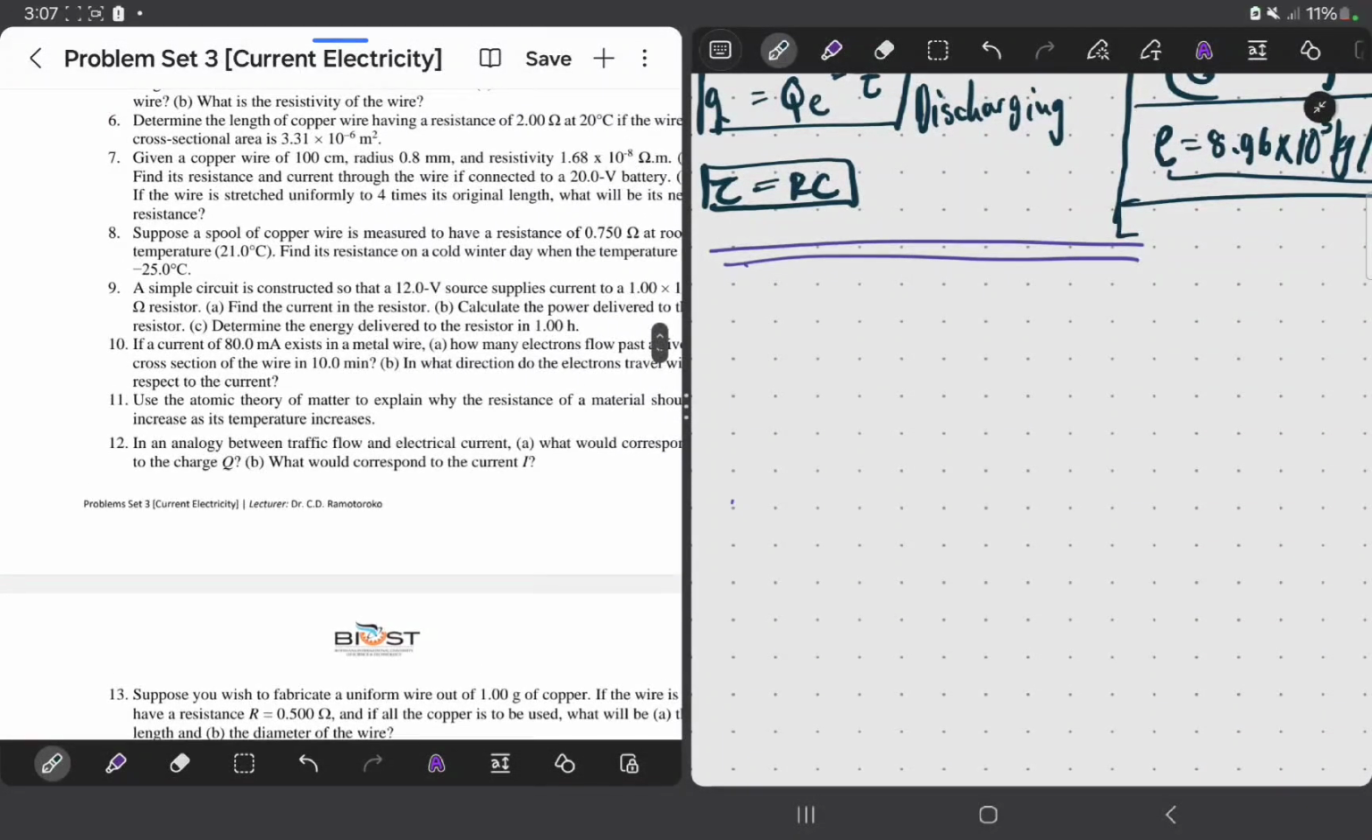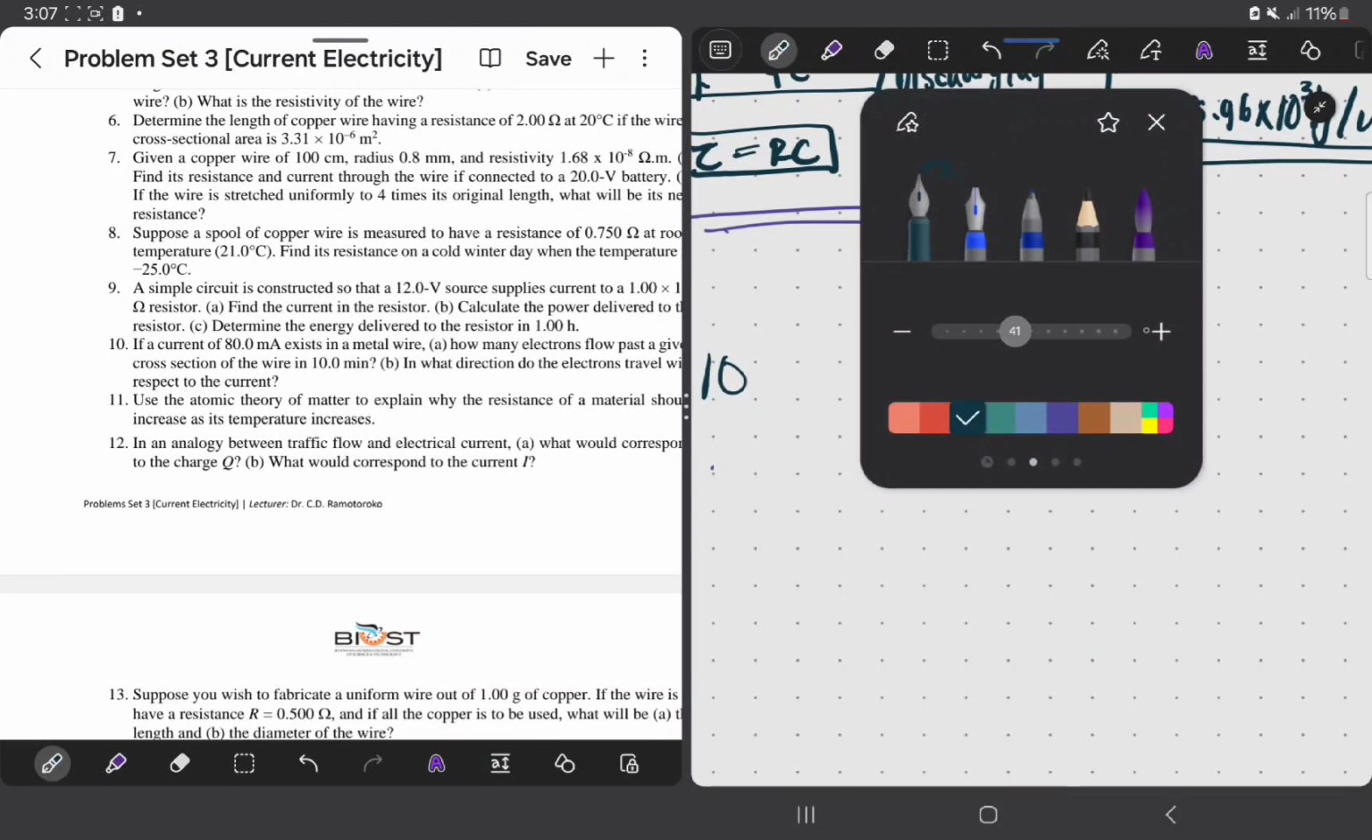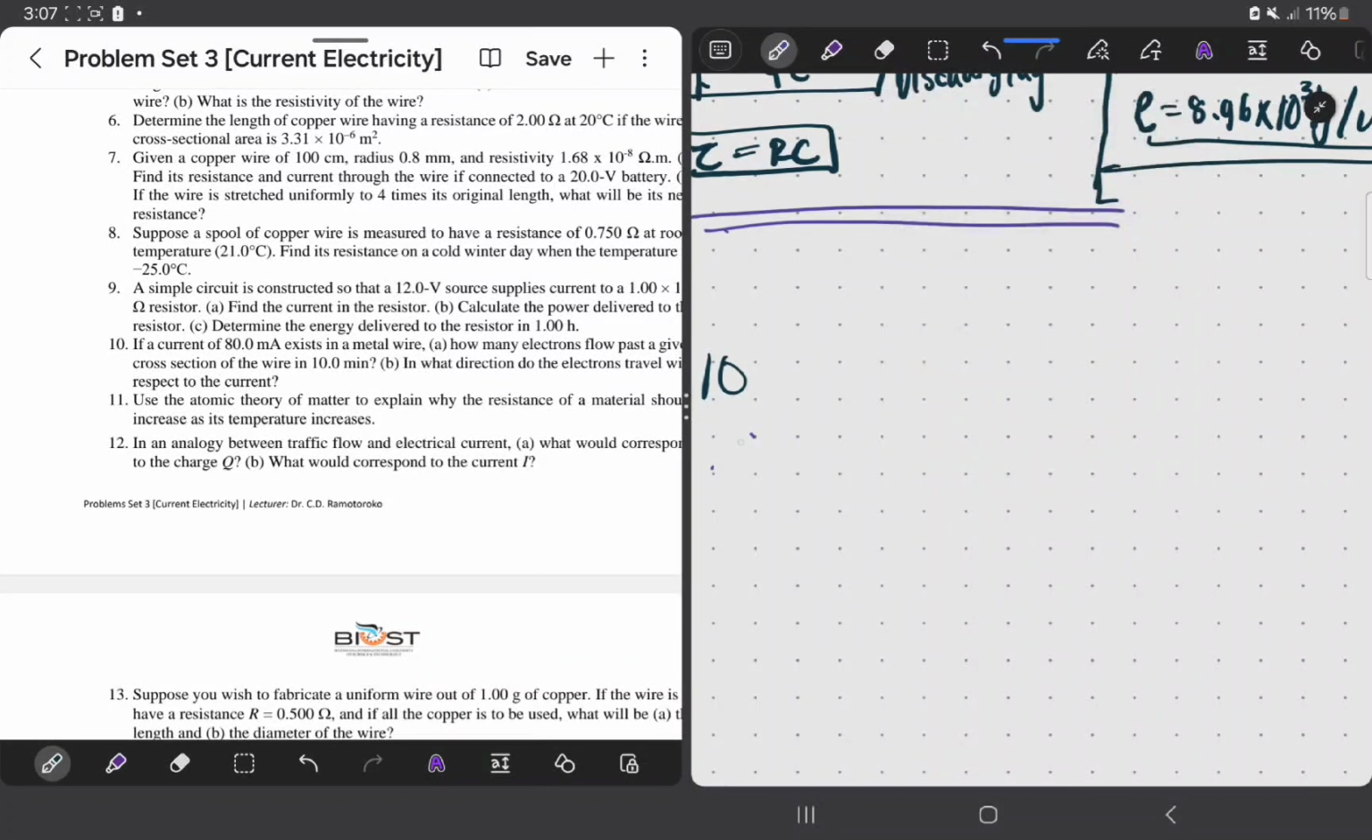Now, let's go to the next one, which is going to be number 10. And what does it say now? You see how easy all this is. This is all easy. We don't actually have to read the question.